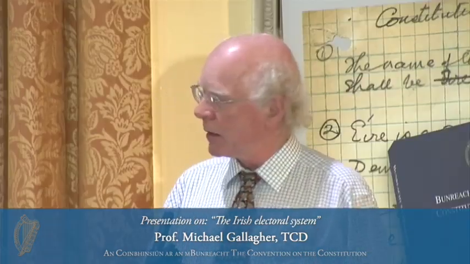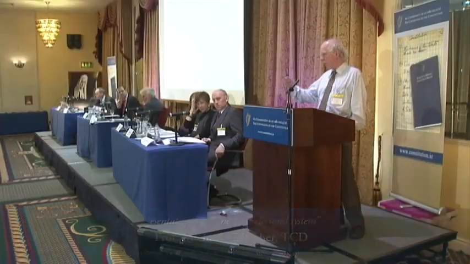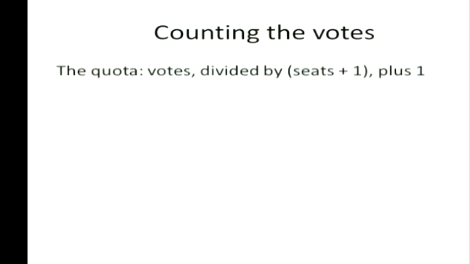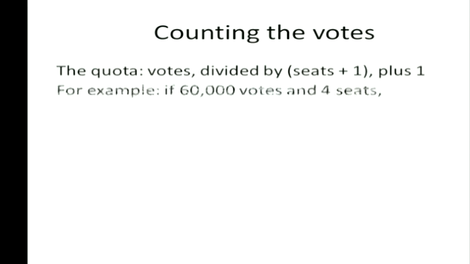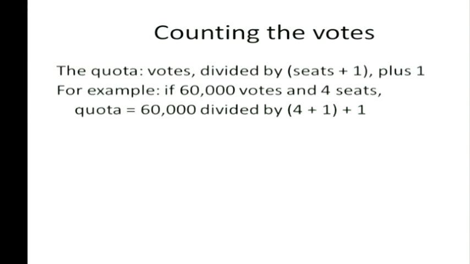But basically speaking anyway, the counting process revolves around the quota, a familiar term to many people, and that's calculated by that formula: votes divided by seats plus 1. So to flesh that out with an example, suppose we've got a constituency with 60,000 votes and 4 seats. What's the quota going to be? Well, we add 1 to that 4, giving us 5. We divide 60,000 by 5, which gives 12,000. We add 1 to the result, giving us 12,001. So that's the way the quota is calculated.